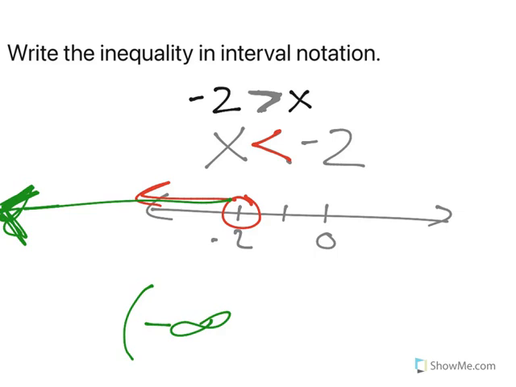And infinity, positive or negative, doesn't matter, is always going to have the parenthesis. Parenthesis, negative infinity, comma. Where does it end? It ends at -2. And we are not included, right? So we are excluded, and therefore we will also have a parenthesis.